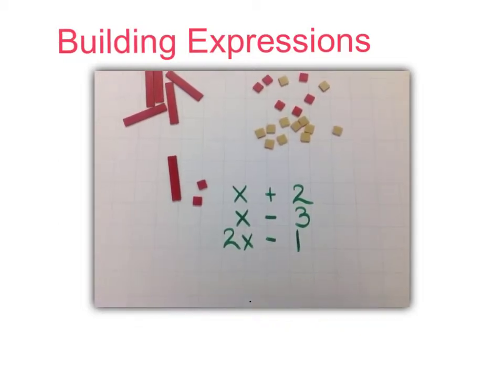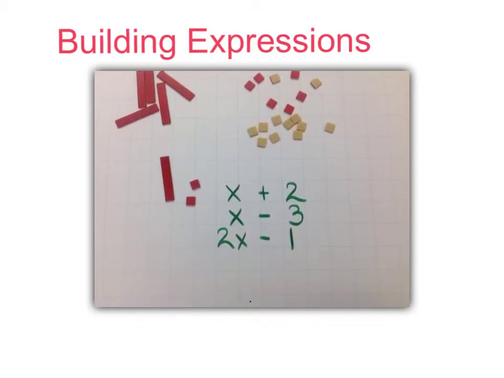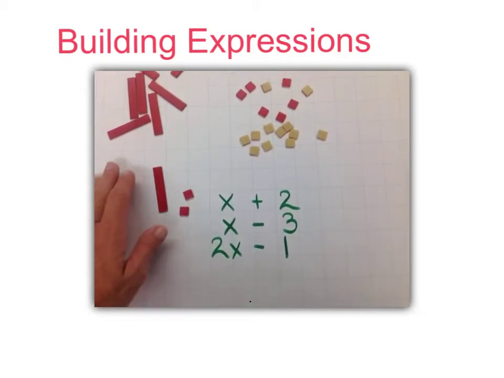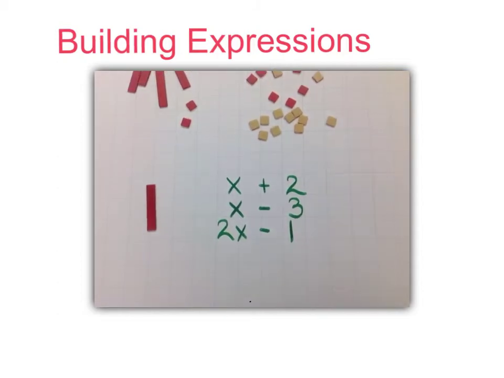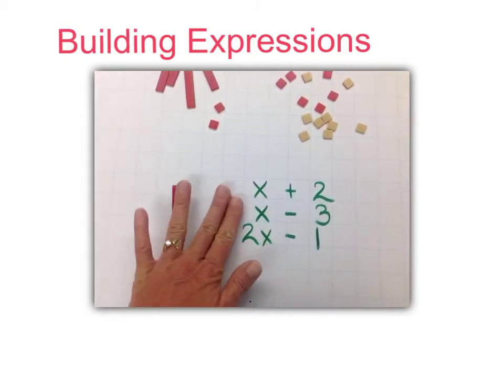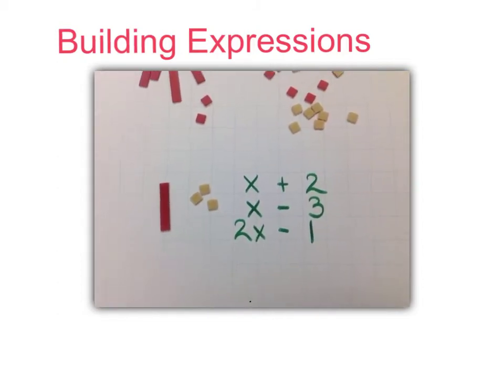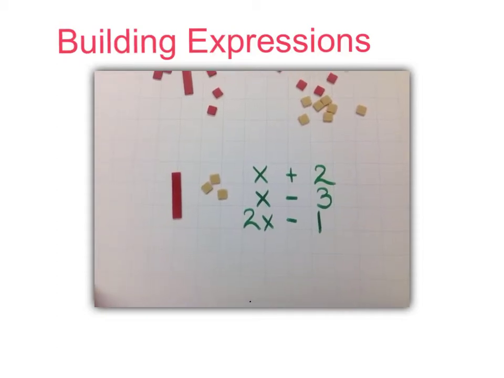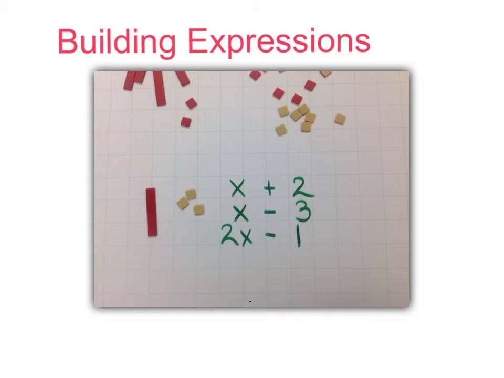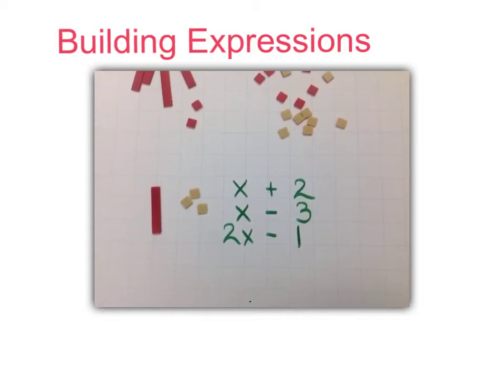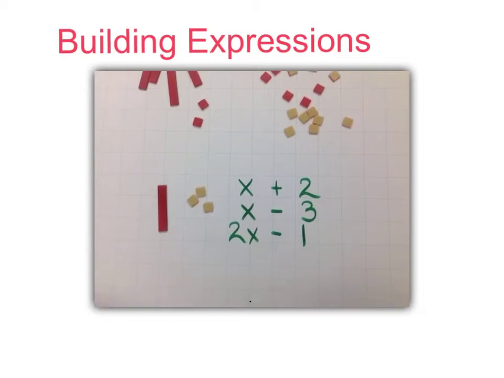Let's see how you did. The expression x minus 3 should look like this. A rectangle for the x's, and now we're going to bring in 3 negatives. Pause the movie and make sure this is what you have on your paper. Then try to build the expression 2x minus 1 and get it checked by your teacher.